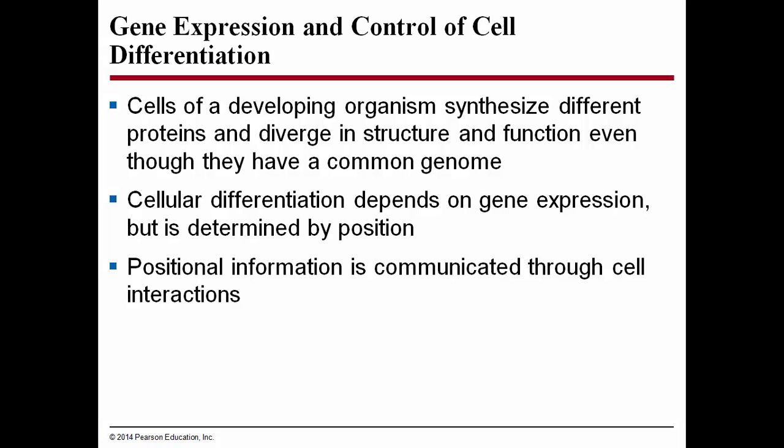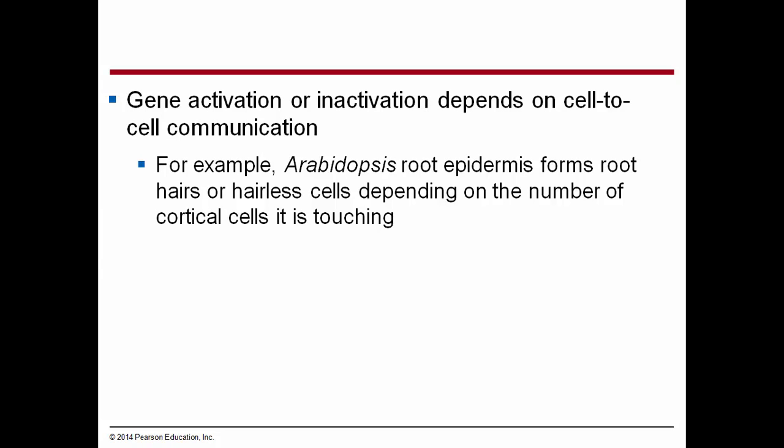Gene expression and control of cell differentiation. Cells of a developing organism synthesize different proteins and diverge in structure and function even though they have a common genome. Cellular differentiation depends on gene expression, which is determined by position. Positional information is communicated through cell interactions. So gene activation or inactivation depends on cell-to-cell communication.